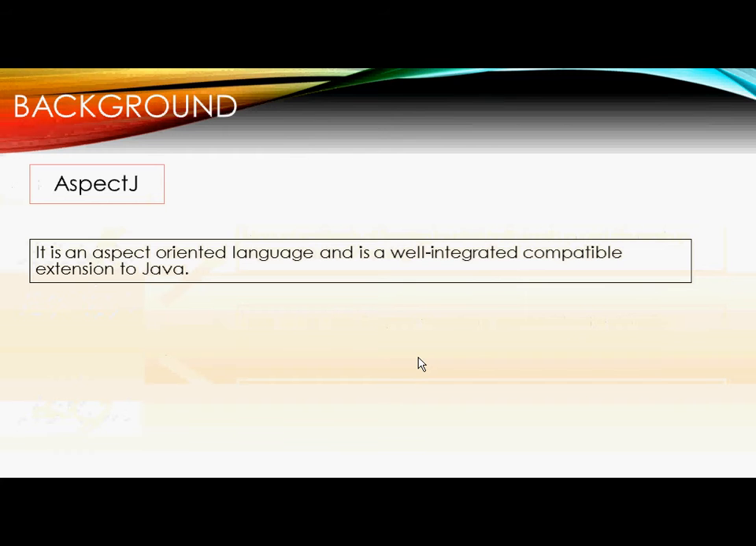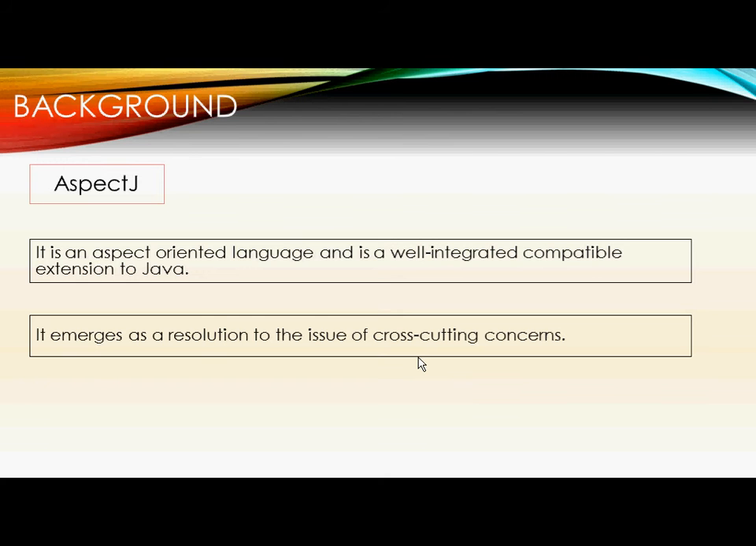Now coming back to this tool, here is a little background about it. We created this tool with aspect-oriented programming, or AspectJ to be more precise. AspectJ is an aspect-oriented language that is a well-integrated, compatible extension of Java. It emerges as a resolution to the issue of cross-cutting concerns.